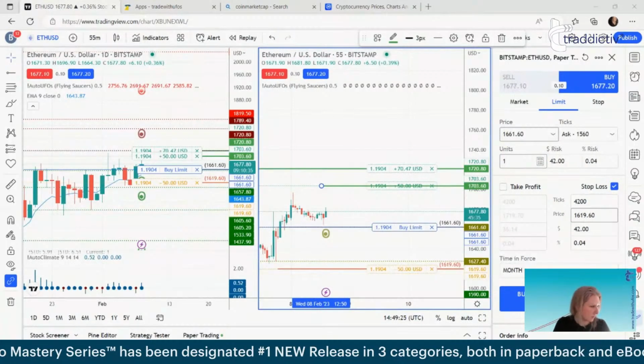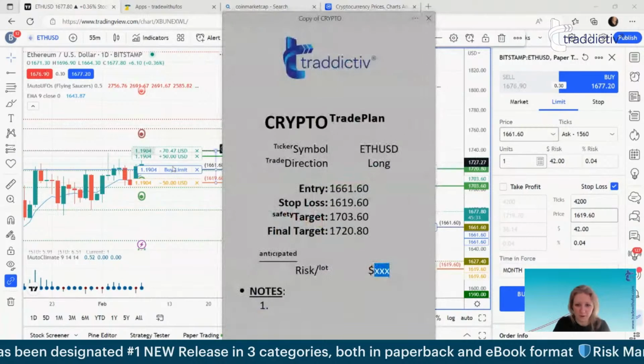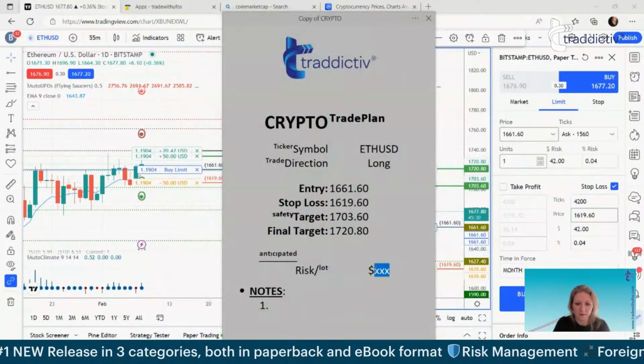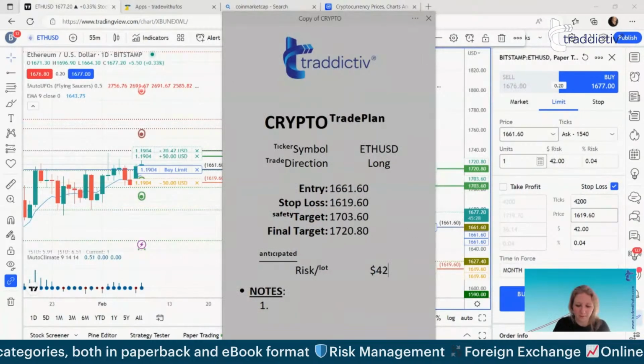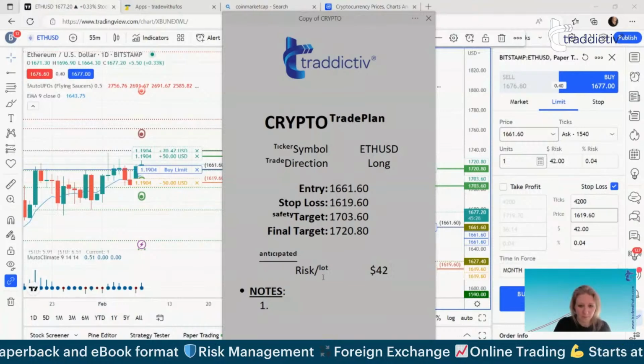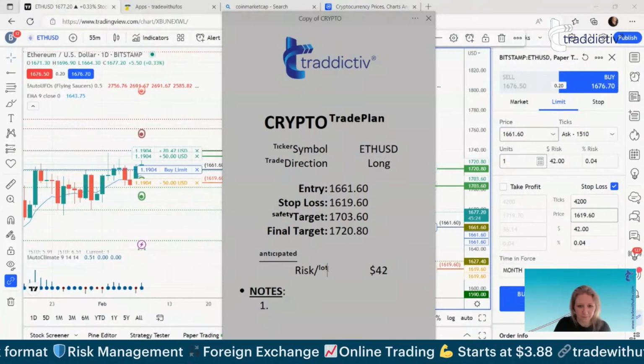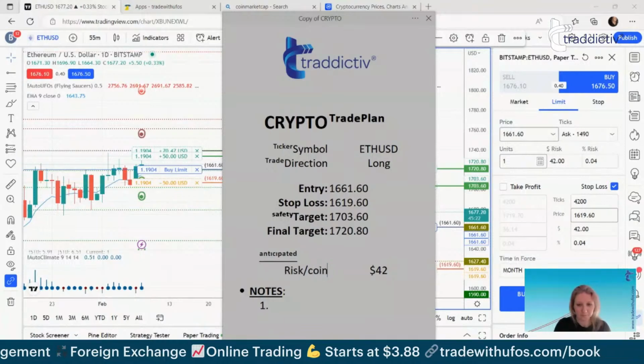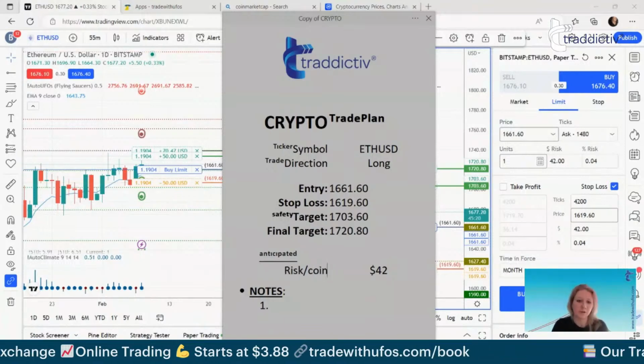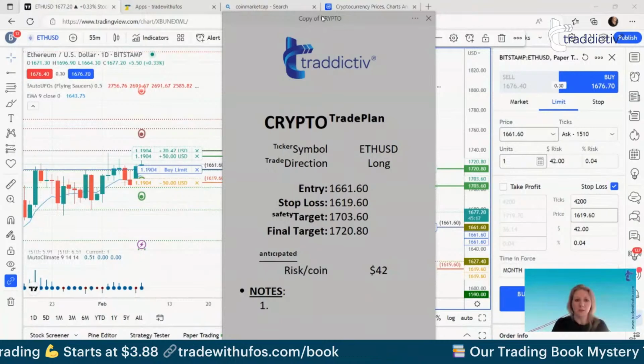I've just completely lost it. That's weird. There it is. Brilliant. So per coin is $42, but that's, I mean, I'm going to put per coin here. Again, that could be much lower, much lower.